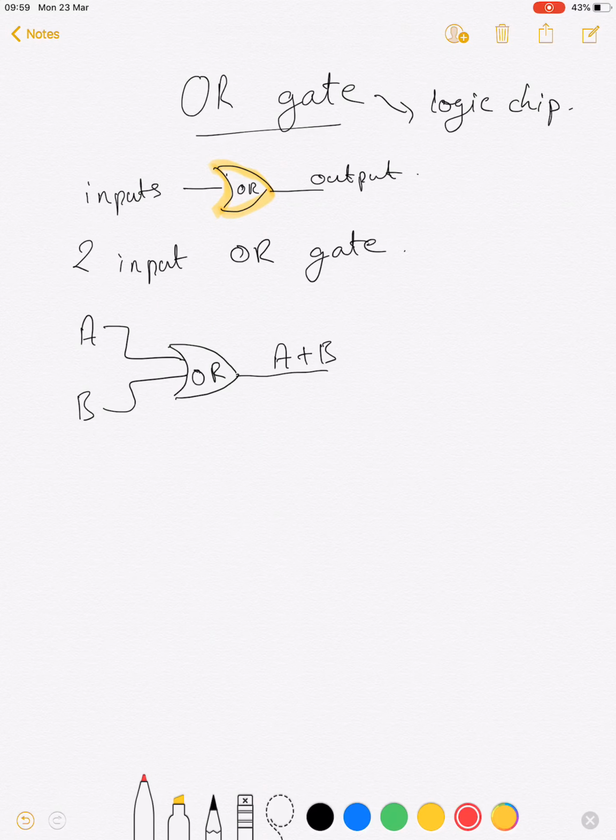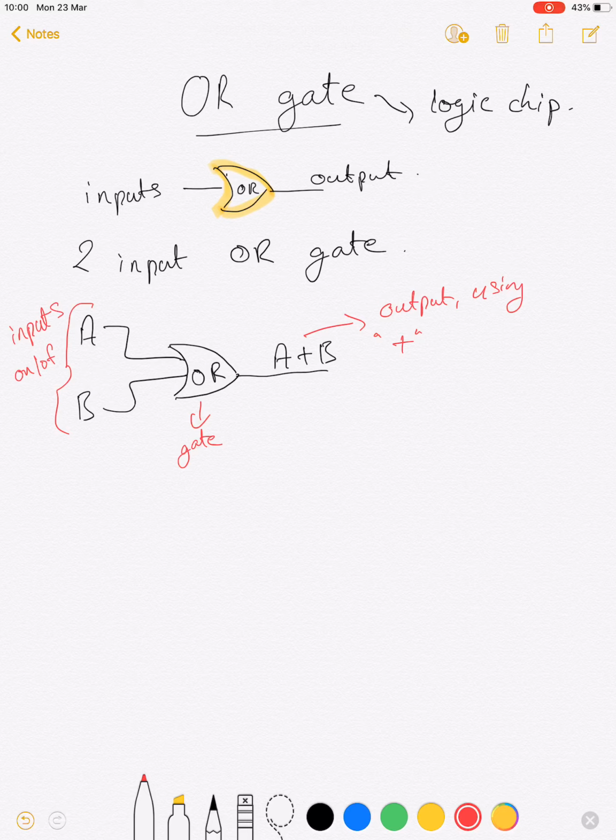So a few things to note, where we know that these are our inputs. That can be on or off. We know that this is the actual gate itself, and this is how we denote our output. And here we are using the plus as OR, as part of our notation. So we can see here, this is the visual or the construction of this particular gate.